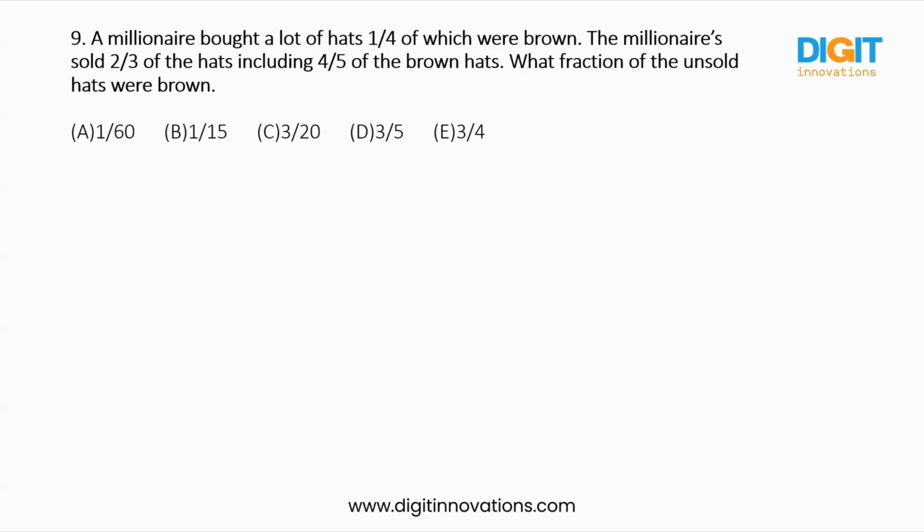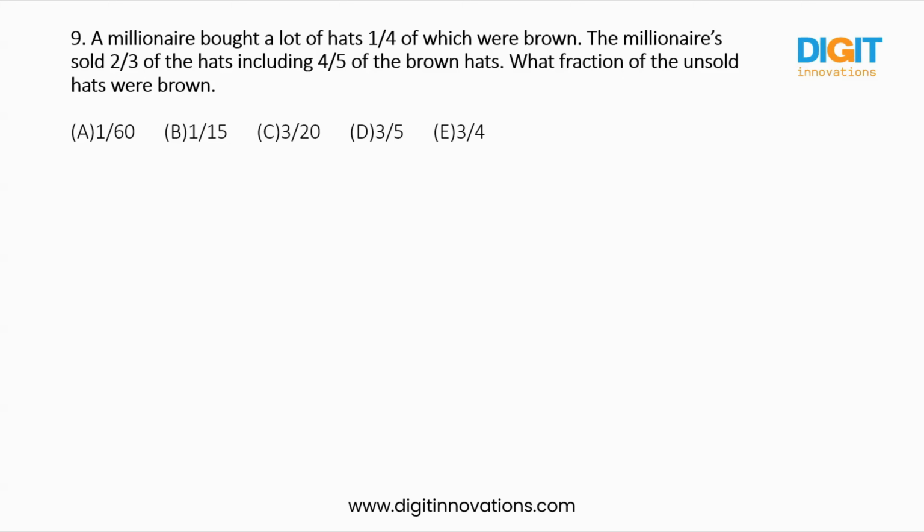So when we come to the question: a millionaire bought a lot of hats, 1/4 of which were brown. The millionaire sold 2/3 of the hats, including 4/5 of the brown hats. What fraction of the unsold hats were brown?